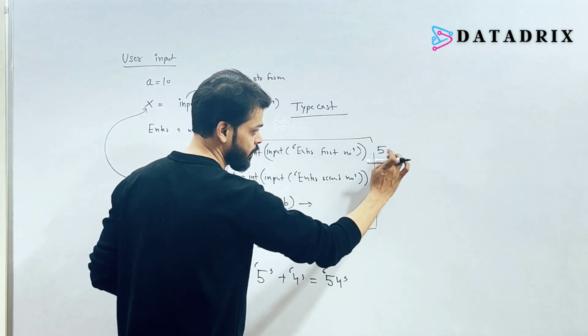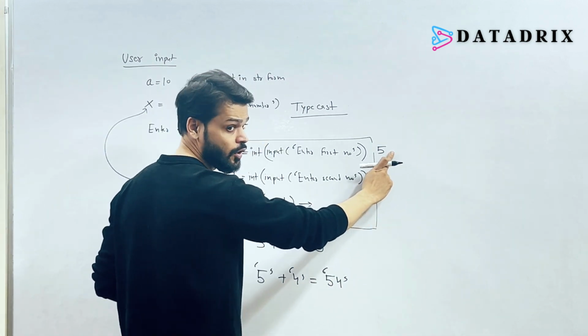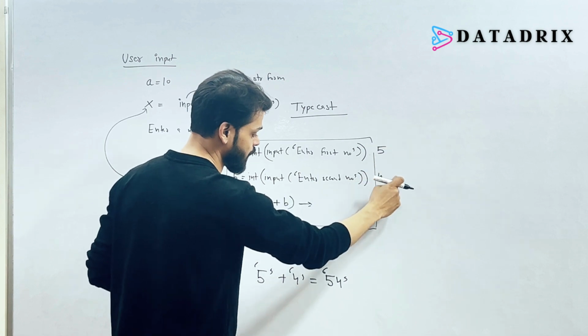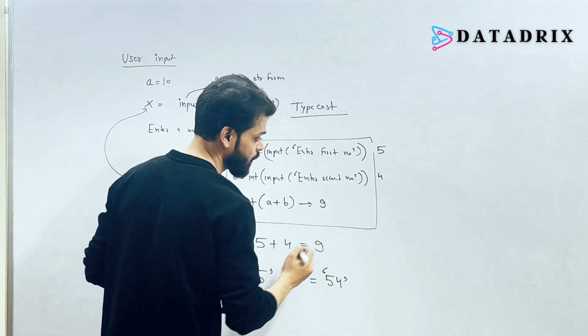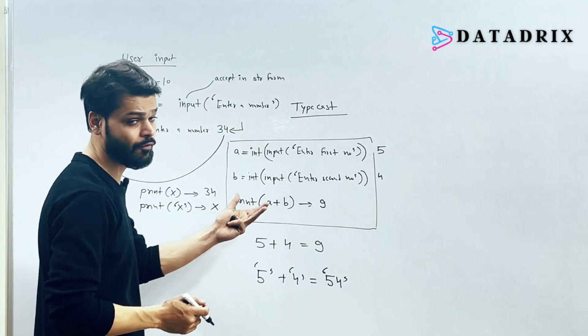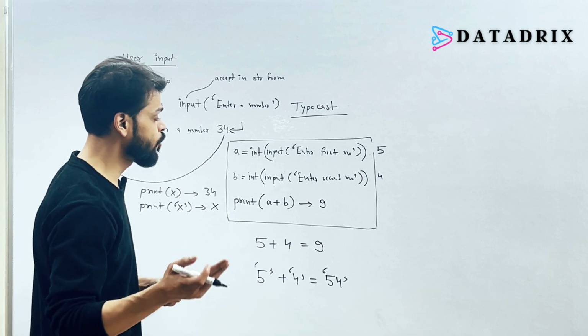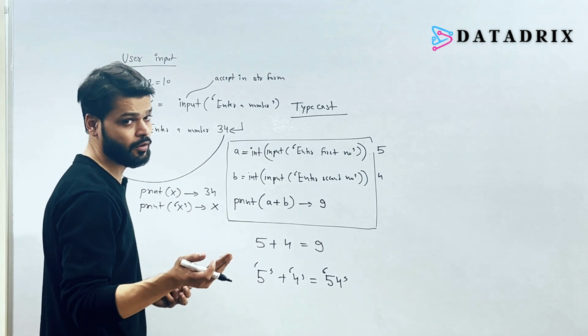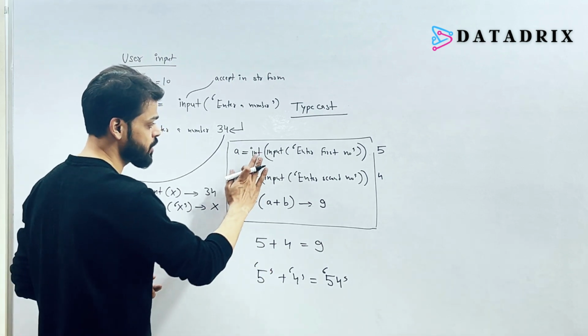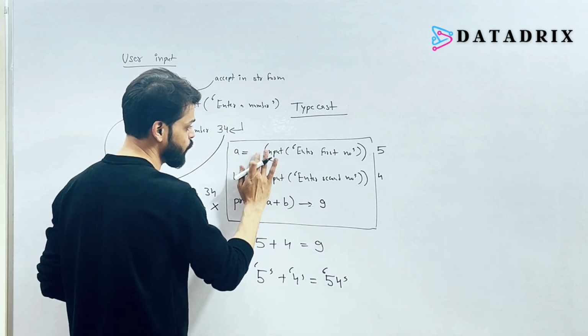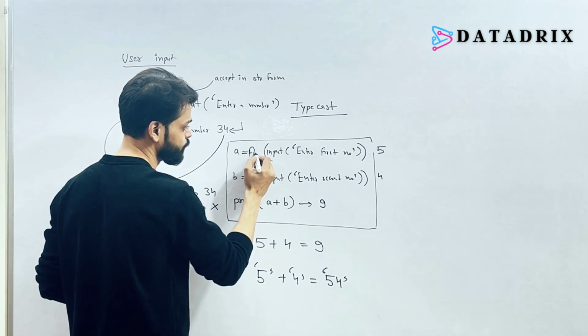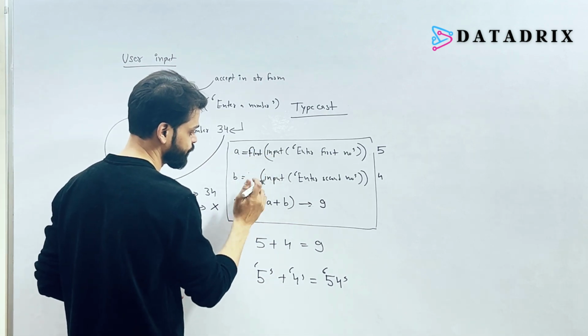Now, in this case, we have numbers. This is also a number. This is also a number. It will sum up, and now this will give us 9. So this is what we have in addition. Suppose you want to take decimal numbers as input. In that case, we need to use float here.